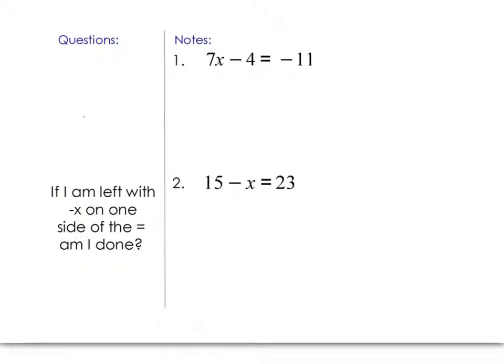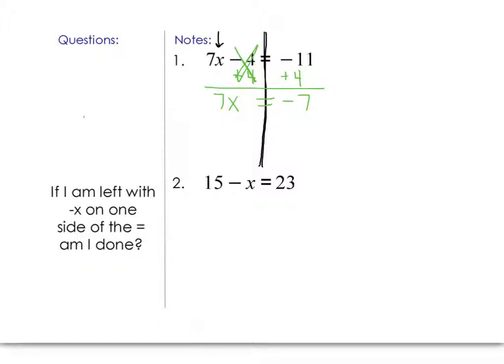It says 7x minus 4 equals negative 11. Well, if I draw my line going through my problem, going through the equal sign, I'm trying to get this x alone on the left side of my line. Well, I have this minus 4. If I add 4 to both sides, the negative 4 plus 4 cancels. I bring down my 7x equals negative 7.